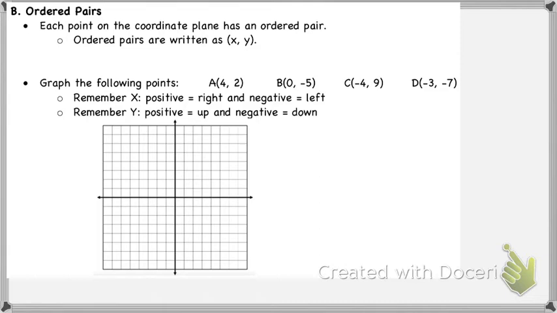Right 4, up 2. So we go right 4, and then we go up 2. And that will be point A, if my pencil will decide to work right now. There we go. Point A will be at 4 to the right, 2 up. We always do X, Y.